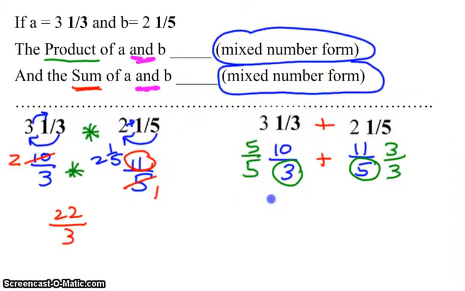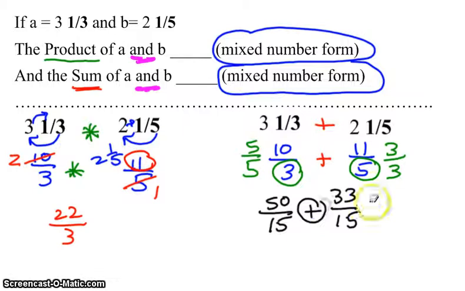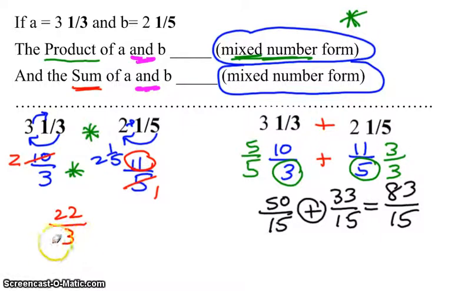So the first one becomes 50 over 15. And the second fraction is 33 over 15. And when you add the numerators, 83 over 15. Now comes the time we have to be very careful. The problem asked for mixed number answers. So we have to change this back to a mixed number.